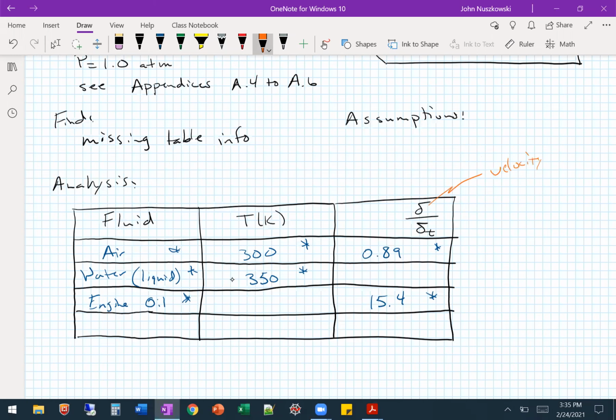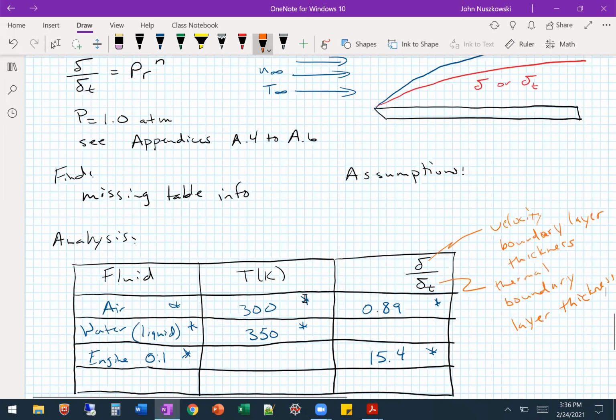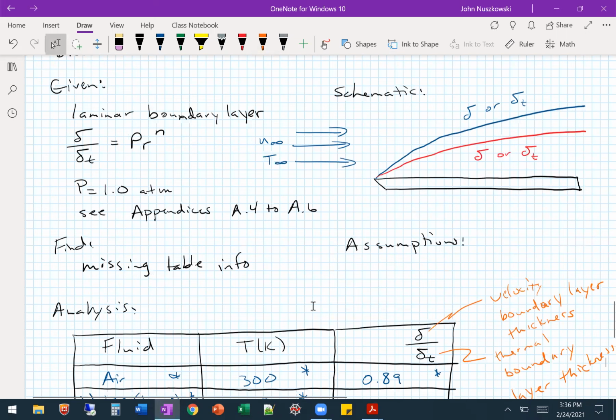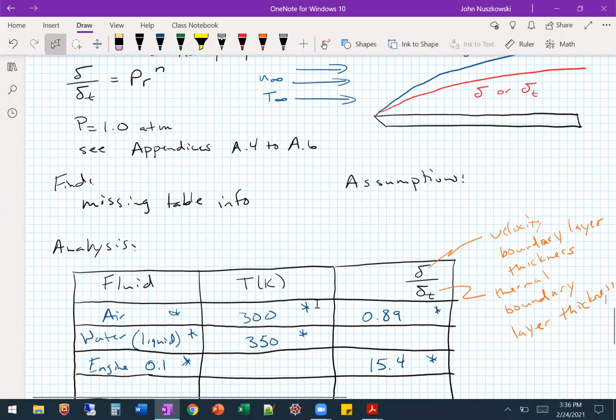Velocity boundary layer thickness, thermal boundary layer thickness. So with air, we have 0.89. What is that telling us about the boundary layer thicknesses? Which one would be the higher one? Which one would be the lower one in our schematic? Thermal's higher. Yeah. If it's 1, they'd be the same, right? If it's greater than 1, the thermal boundary layer thickness is going to be smaller than the velocity boundary layer thickness, okay?